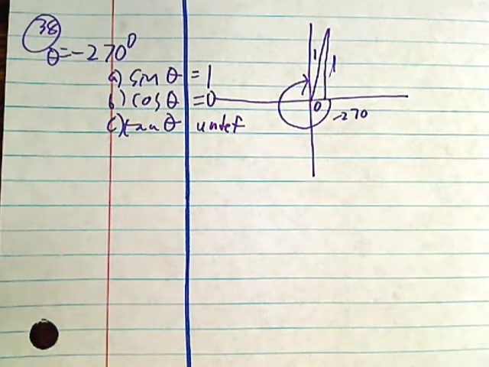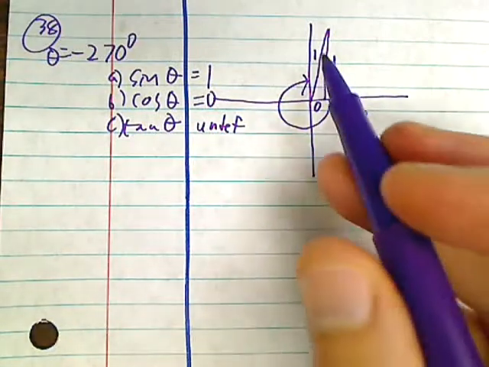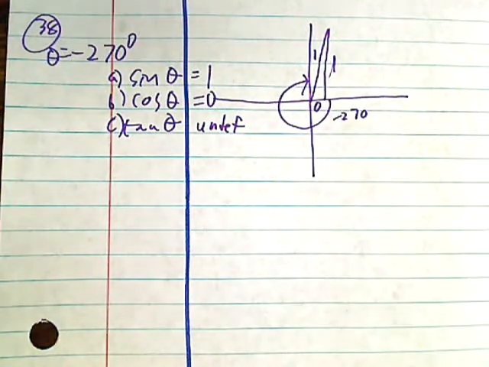Okay, so these are special cases. When you're right on one of the multiples of 90 degrees or multiples of pi over 2, it'll usually be 1, 0, or undefined for all the functions at those 90 degree points, or multiples of 90 degrees.